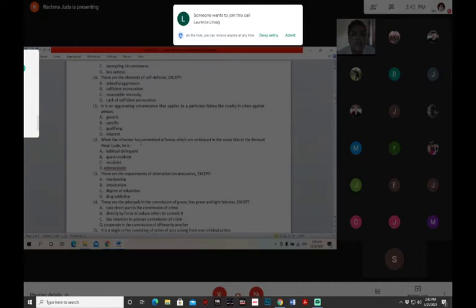Next, number 11, it is an aggravating circumstance that applies to a particular felony, like cruelty in crimes against persons. So Alpha to Delta are all types of aggravating circumstances. When we say generic aggravating, it could apply to all types of crime. When inherent, it is natural to the commission of the crime. Meaning to say, you cannot commit the crime without executing that element of the aggravating circumstance. That is called inherent. Based on the question, it applies only to a particular felony. Meaning to say, only select crimes where it can be used. So the answer there is specific aggravating circumstance. So answer is Bravo.